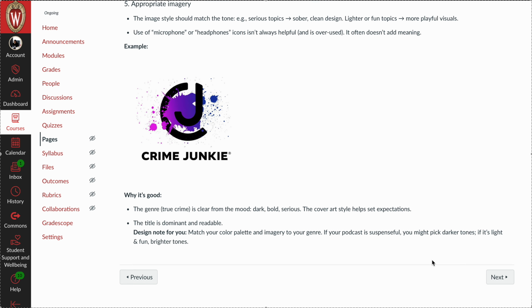And I'll give you an example. So I listen to the podcast Crime Junkie, and it's a true crime podcast. And you can tell by the cover art, it is dark and bold and serious, and it kind of helps set the expectations of what it's going to sound like. So when you're thinking of yours, again, this is what we mean when we say the mood for your podcast should match what you are designing.